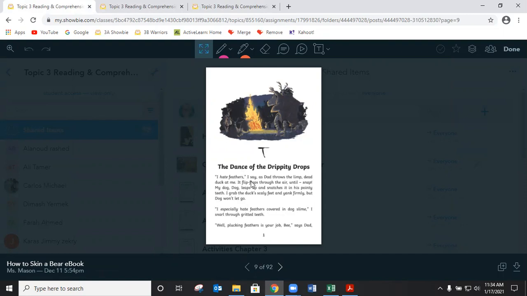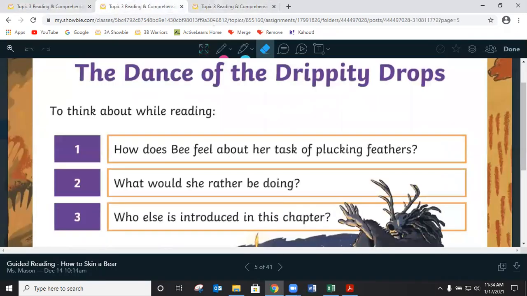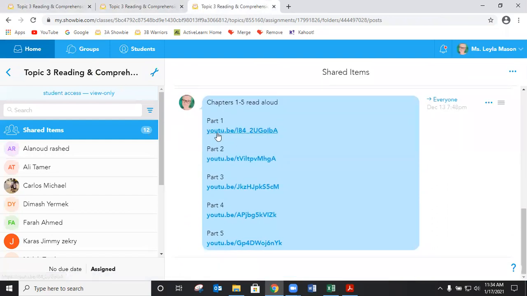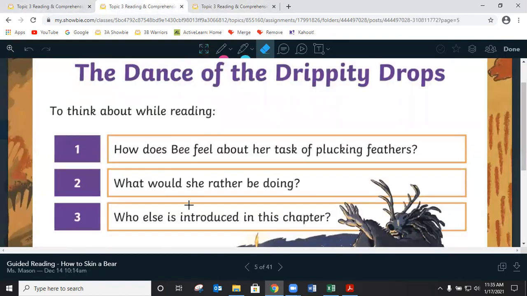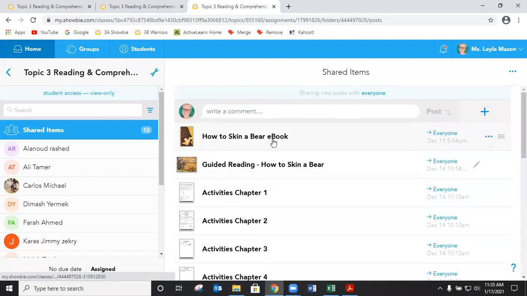So we're going to read through. And as I said, if you need to, you can also have a look and listen using this YouTube link here. This is the book read aloud for us. So that's all I want you to do right now. I want you to think about and read these pre-reading questions on page 5, and then read the ebook. Read the ebook, How to Skin a Bear, chapter 1.